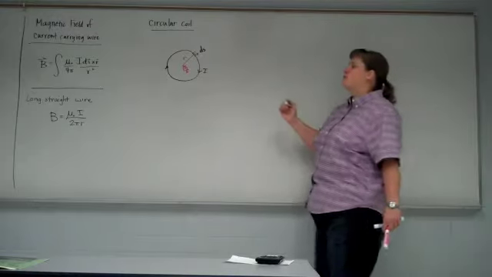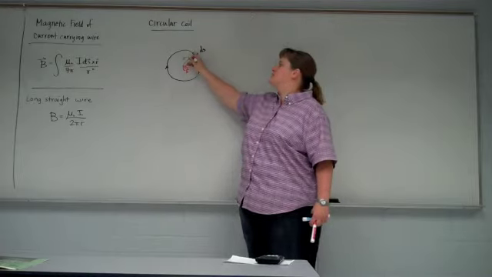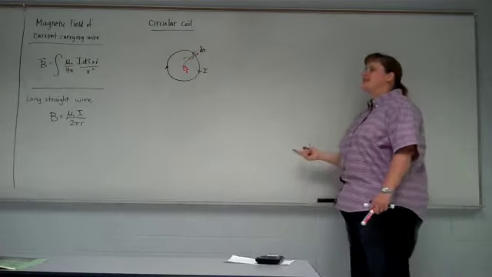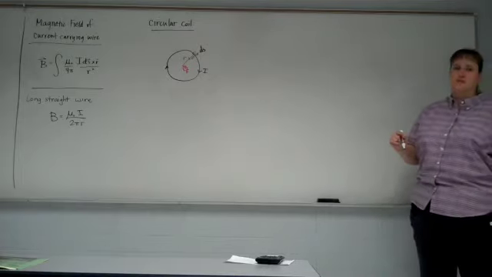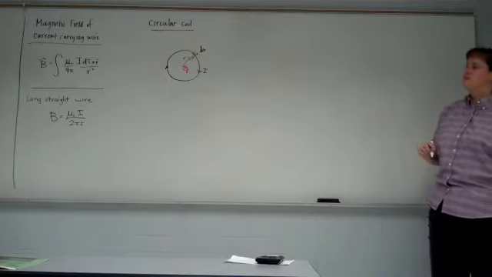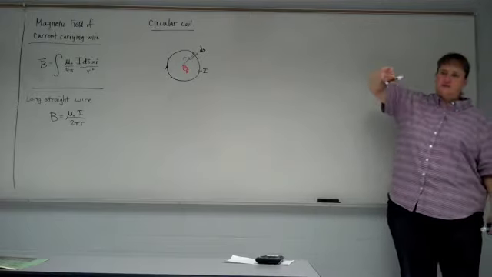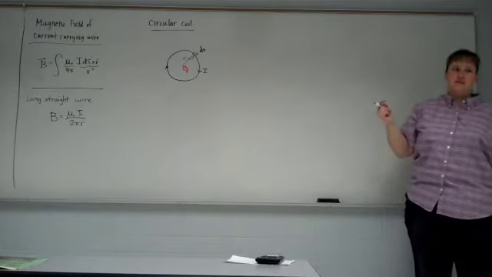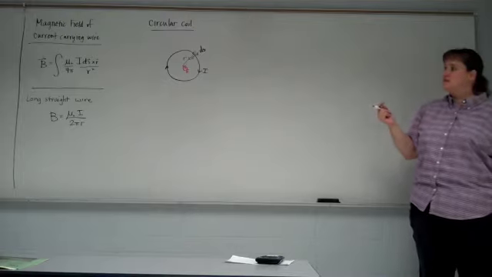r hat points from the piece of wire towards the point we're interested in. So since ds is tangent to the circle and r hat points towards the middle of the circle, they're already perpendicular. And they will be for any piece we look at. As we work our way around this loop, will r be changing? No. That's fabulous. r stays constant.